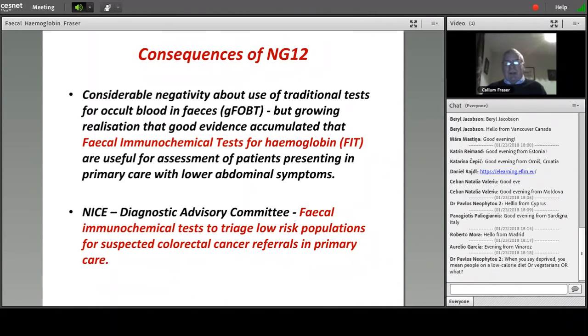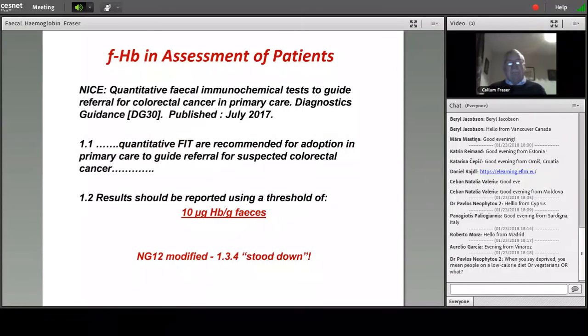And of course, there was considerable negativity expressed about the use of traditional tests like guaiac fecal occult blood tests, but a growing realization that FIT was different, and they were useful. And so, because of the controversy and because of all the negative feedback, NICE set up a diagnostic advisory committee to look at FIT in the triage of low-risk populations for suspected cancer in primary care. And this is the guidance.